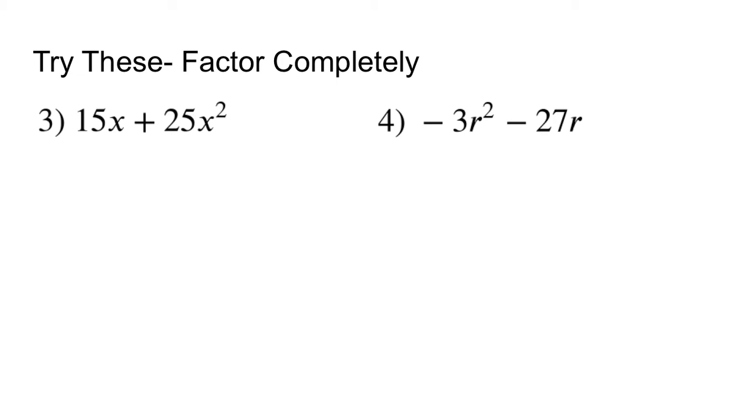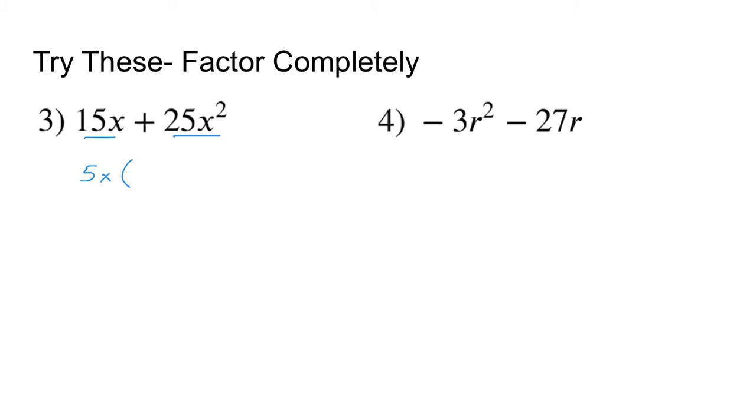So pause the video right now and try it with number 3 and 4 to see if you can come up with the GCF factored form. All right, with number 3, what can you divide into both of those terms? You got it. It was 5 and an x. Did you catch the x? It's not just a number sometimes. Sometimes you also have to figure out what that variable is that you can divide out as well.